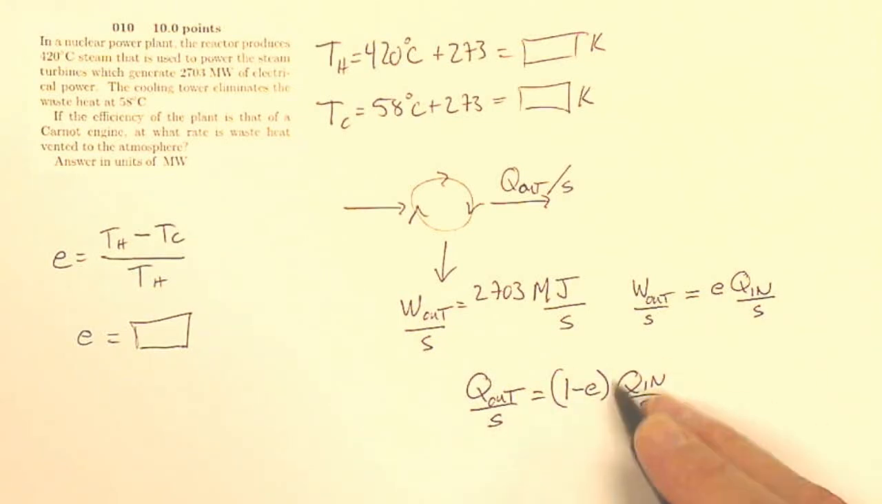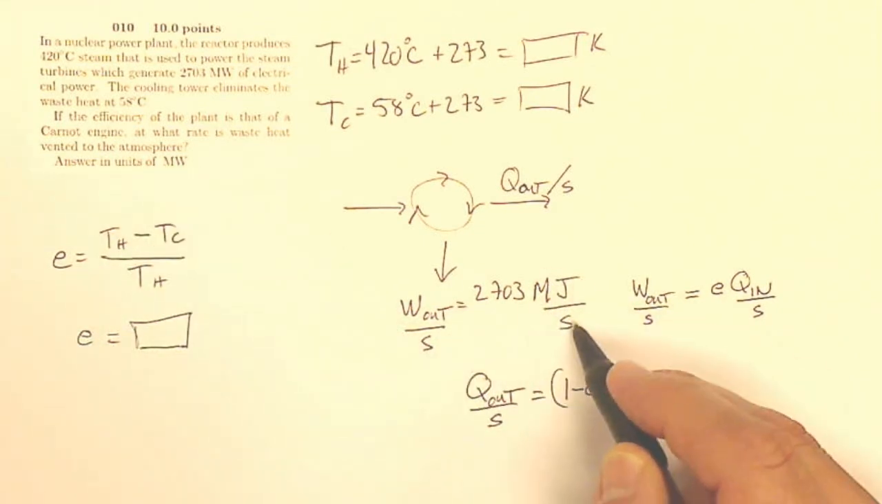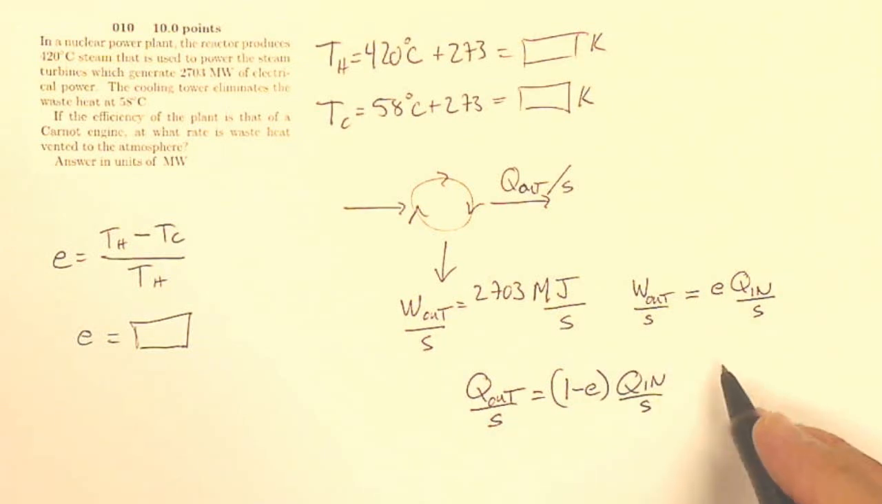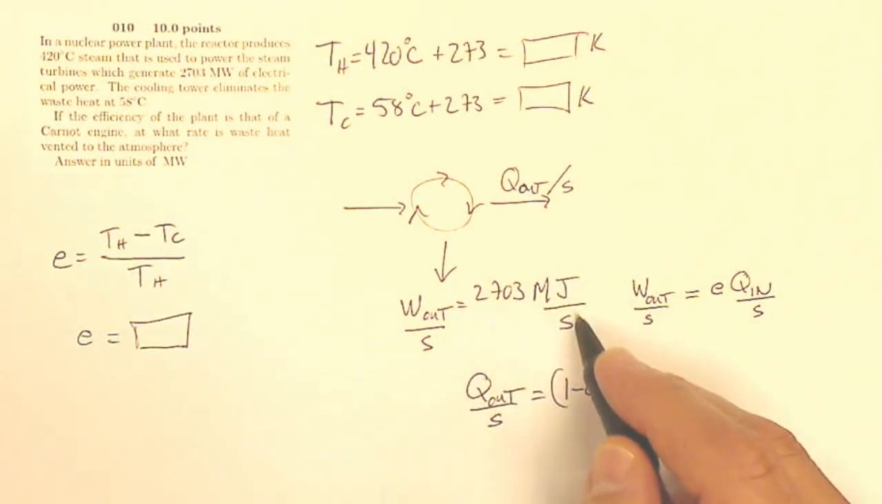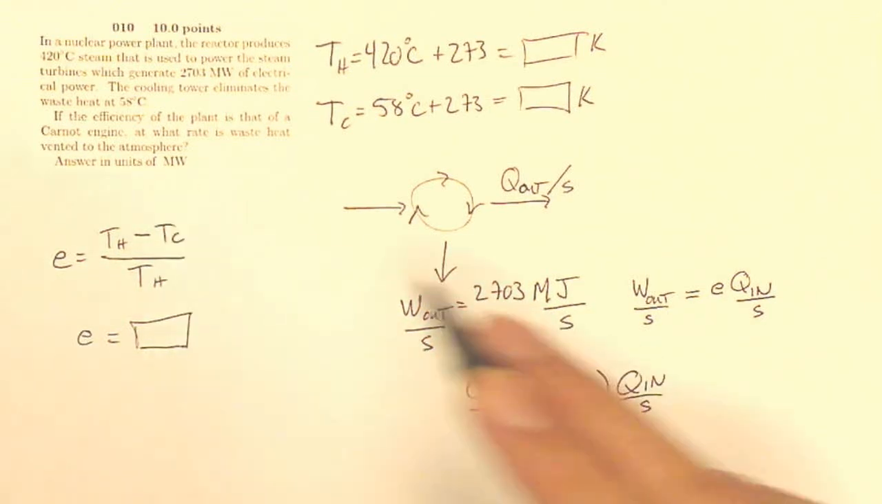And that decimal times your Q in will give you your Q out, and that's what it's looking for. Answering in units of megawatts. If you leave this as megajoules per second, you'll get this in megajoules per second, which is megawatts. So you really don't have to convert this into times 10 to the 6th because you're dealing with megawatts on the way out.